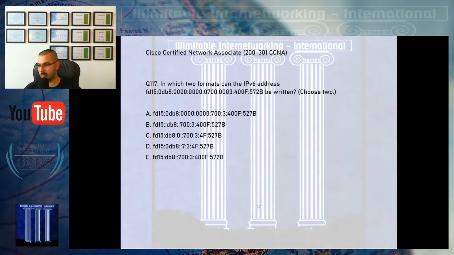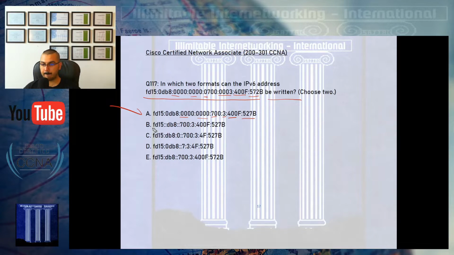Okay, even more IPv6. Let's see. In which two formats can this IPv6 address be rewritten? A says FD15:0db8, zeros, zeros, so far we agree. 700, just 10 on the left, this can be shortened or removed, I agree. Some zeros on the left have been removed here, so far we are good. 400F, okay, and 572B is good.